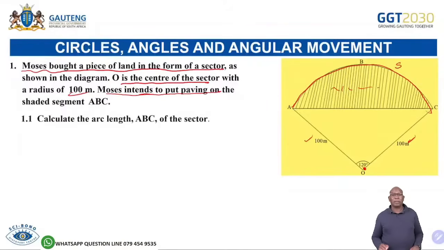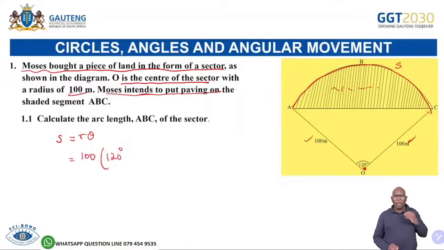We call it S, right, of the sector. So obviously if we call it S, the formula will be S equals r theta. Remember, in circles, angles, and angular movement, angles must be changed to radians. The radius is 100. The angle we are using is 120 degrees. Most of you are leaving the angles as 120 degrees, and then you're losing marks. And you know how to change this.